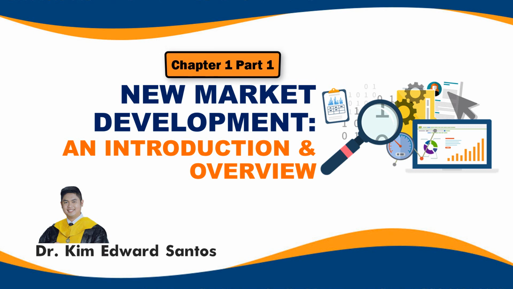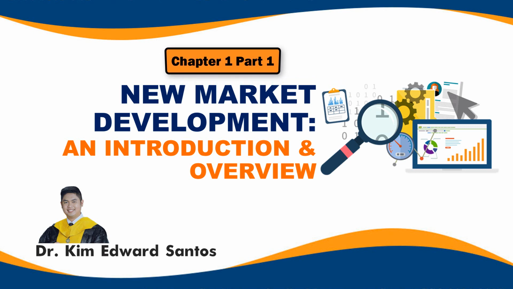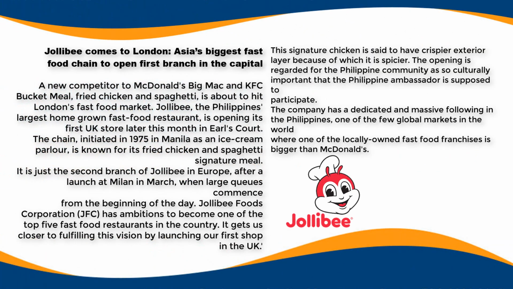For starters, we will be discussing chapter 1, which is the introduction and overview for the new market development. For our setting up activity, we have here the article analysis of Jollibee, entitled "Jollibee Comes to London, Asia's Biggest Fast Food Chain to Open First Branch in the Capital." Basically, this article talks about a brief history of Jollibee and how they expanded to different countries, specifically Europe or the UK. It talks about the products of Jollibee. Also, it talks about the vision and mission of Jollibee.